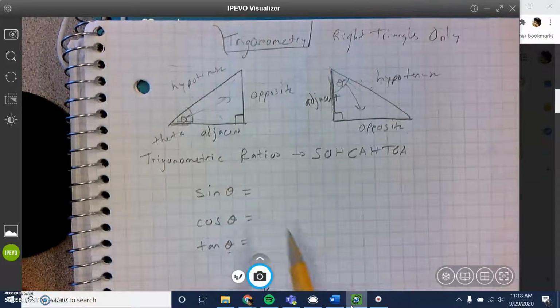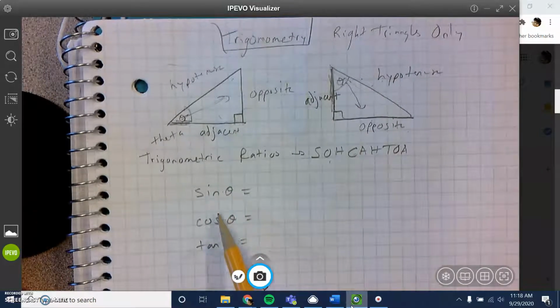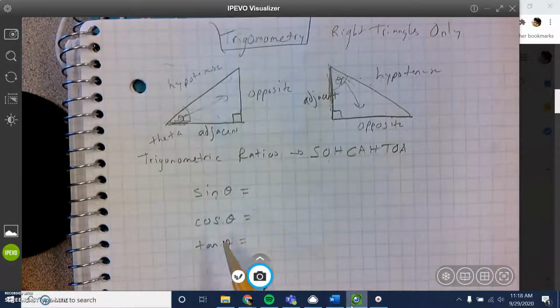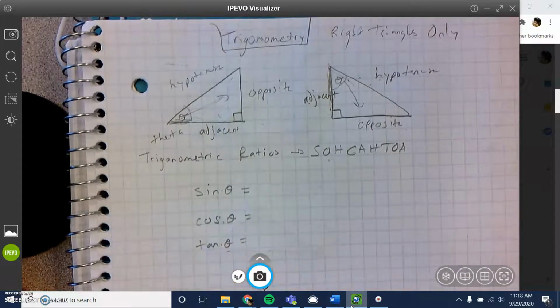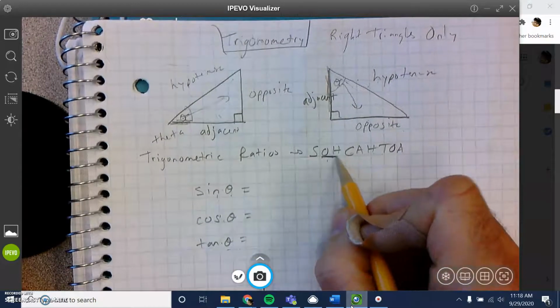So it's very important that you're able to label. Now, what are we labeling? We're labeling the trigonometric ratios. We need to know all these parts so we can know the sine, cosine, and tangent. That's not "sin," that's called sine, cosine, and tangent. That's how you pronounce those. So, sine of theta, SOHCAHTOA.